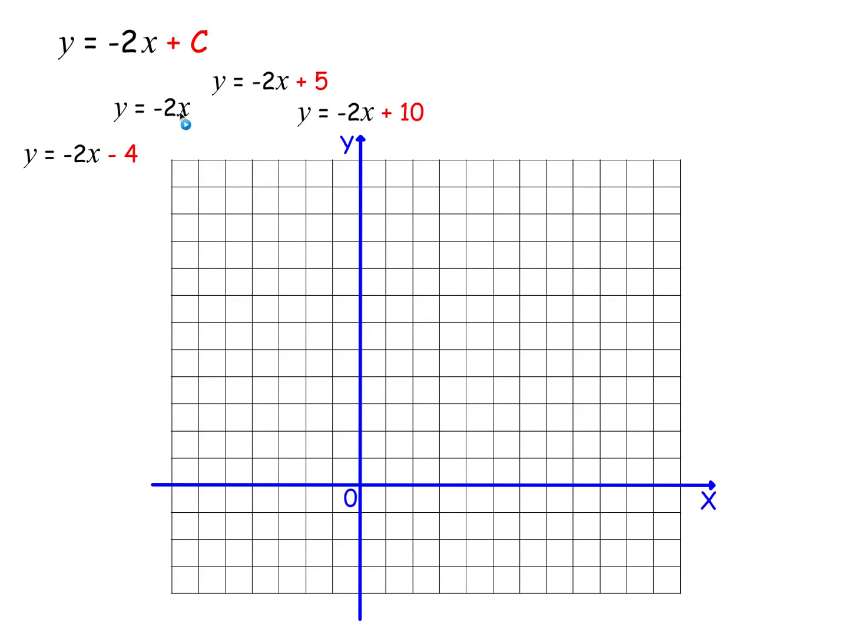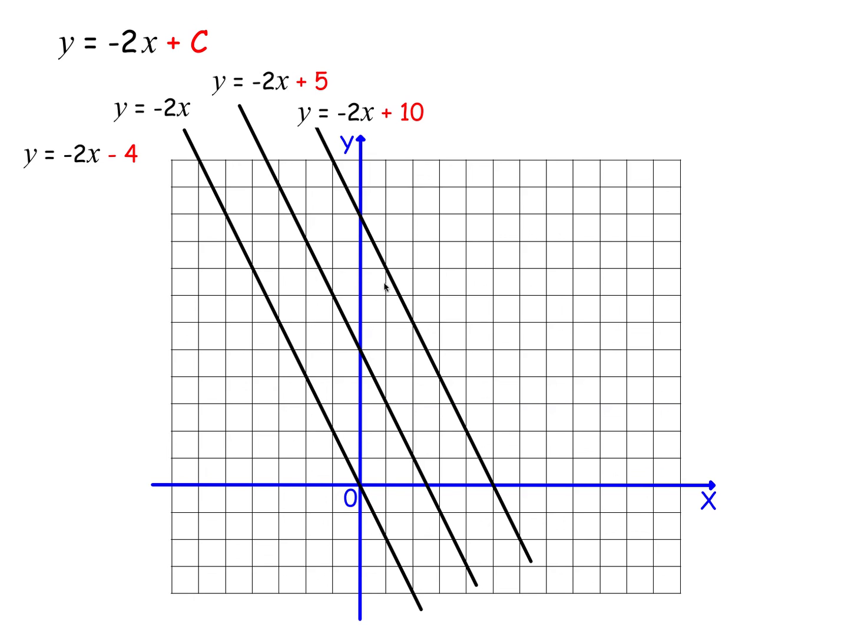And there's y equals negative 2x. Shift it 5 units up for y equals negative 2x plus 5. 10 units up for y equals negative 2x plus 10. Or 4 units down for y equals negative 2x minus 4. They've all got gradient negative 2. They're all parallel, same gradient. But where they hit the y-axis changes. So they hit the y-axis at that red number on the end.